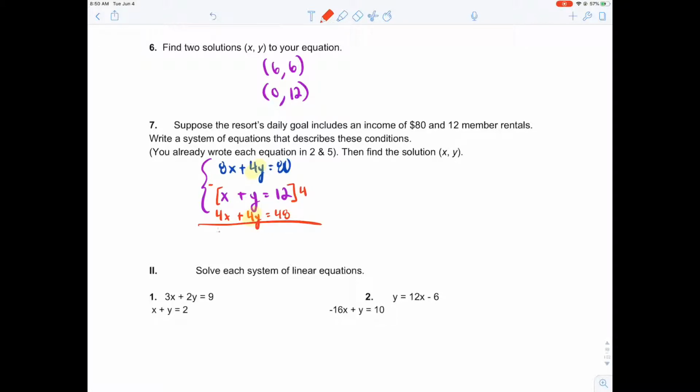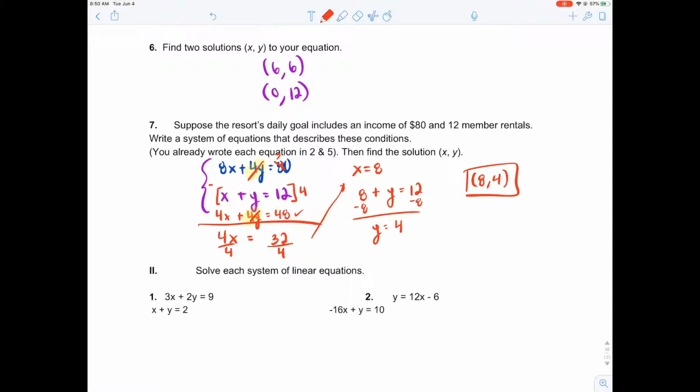So let's see what happens. 8x minus 4x, well, that's 4x. These are going to cancel out. And then 80 minus 48, let's see, that's going to be 32. So 4x equals 32. I'm going to divide both sides by 4. X equals 8. All right. Now I can plug this into one of my original equations. So I'm going to plug in 8 for x. So 8 plus y is equal to 12. Subtract 8 from both sides, and you're left with y is equal to 4. So it looks like our solution is (8, 4).